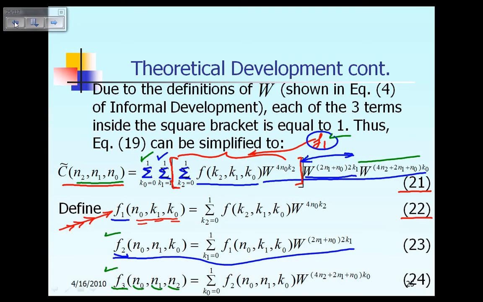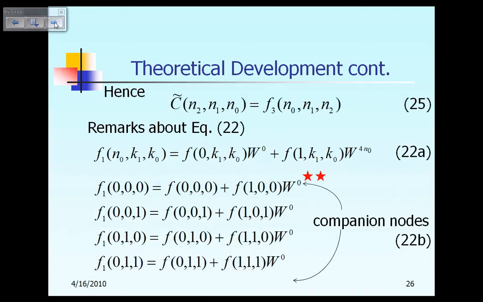For example, you can let n0 equal to 0, k1 equal to 0, k0 equal to 0. You get one term of F1. Then you let n0, k1, k0 have a different value, so you can have a lot of different combinations. So take a look at some examples.